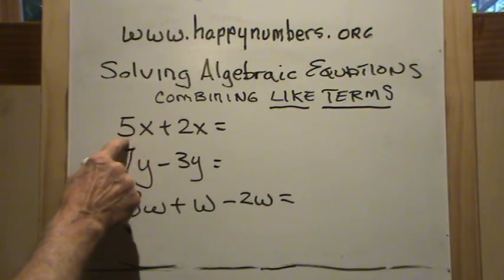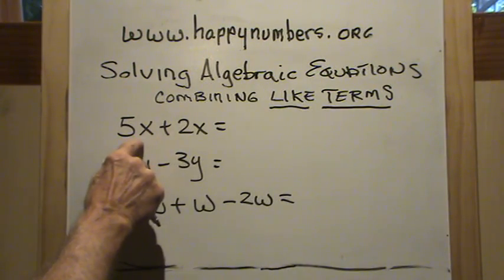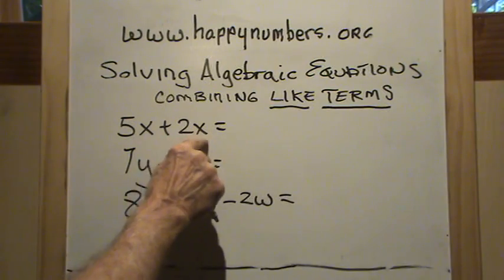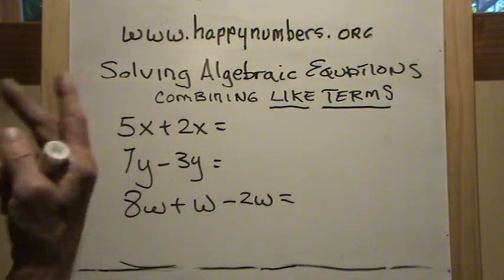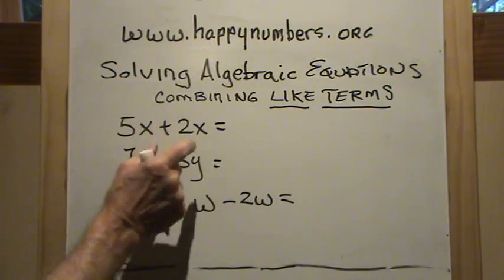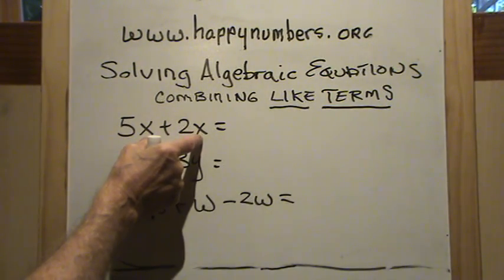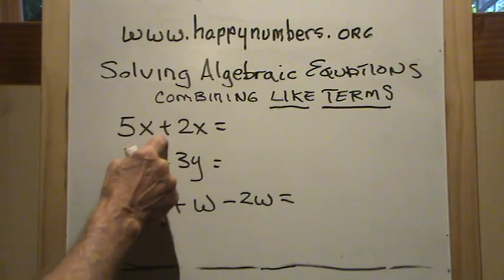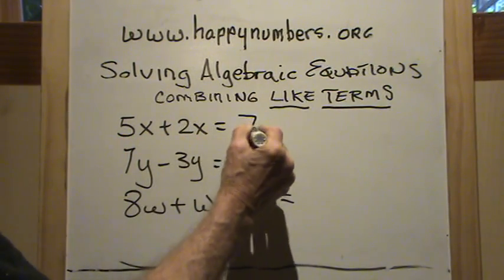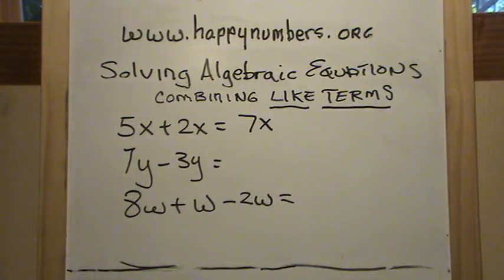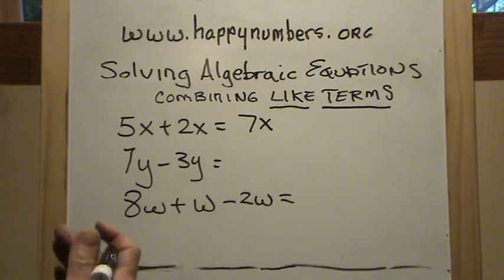5x, that is a term. 2x is another term. So this expression has two terms in it, 5x and 2x, and these two terms are the same. They have x's in it. So 5x plus 2x is really 7x. We can combine them. Like if you had 4 apples and 3 apples, you'd have 7 apples.